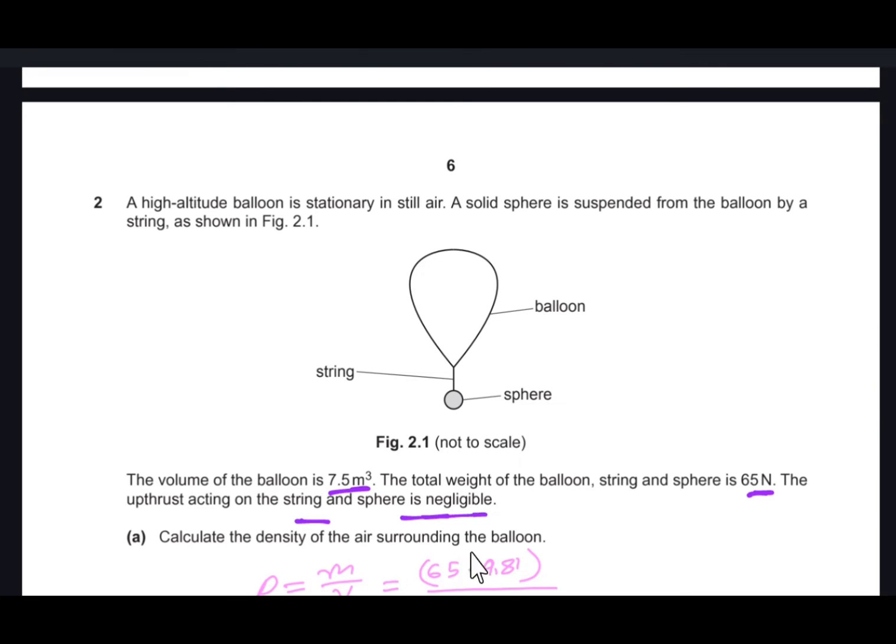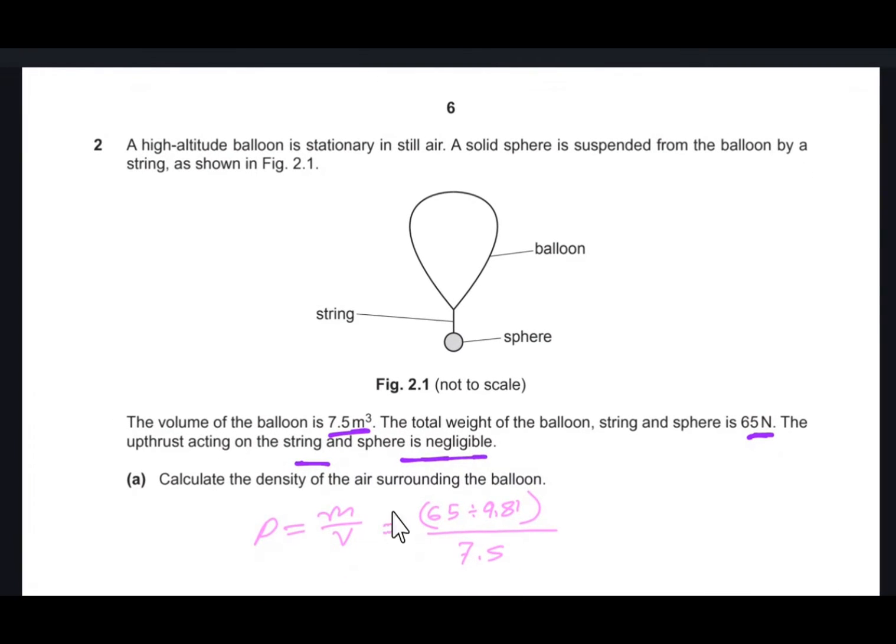We need to calculate the density of the air surrounding the balloon. So we know that density is mass per unit volume, and weight is equal to mass into gravitational field strength. So mass is equal to weight divided by gravitational field strength. So we know the mass, and the volume that is given in the question is the volume of the balloon.